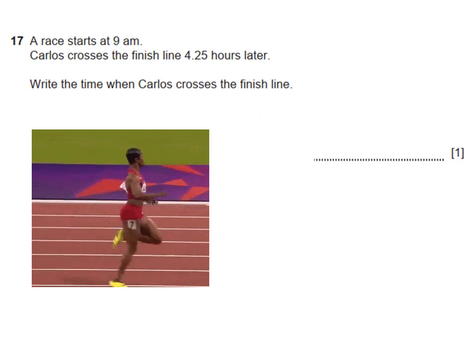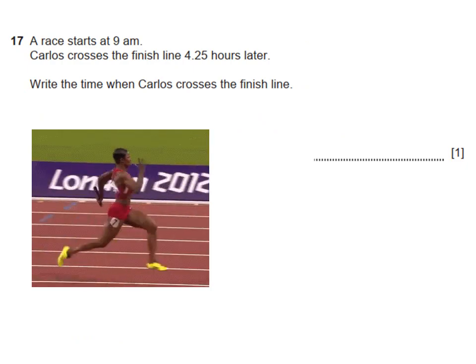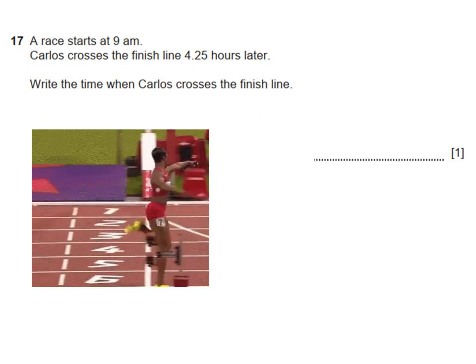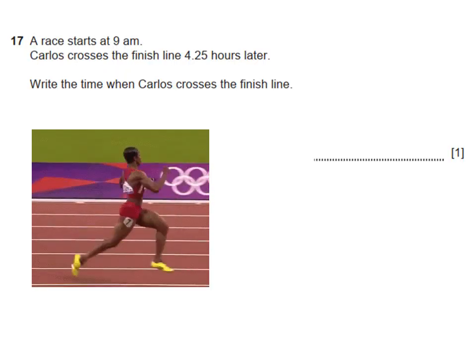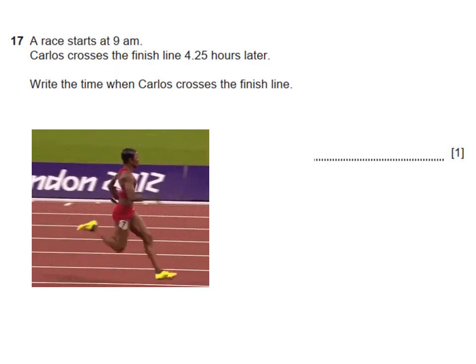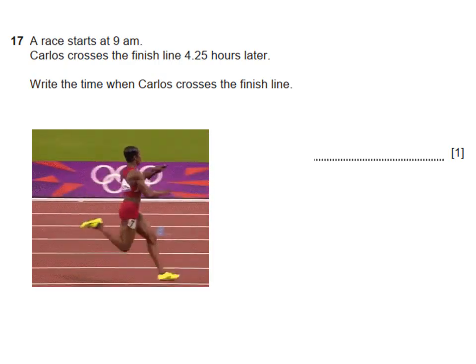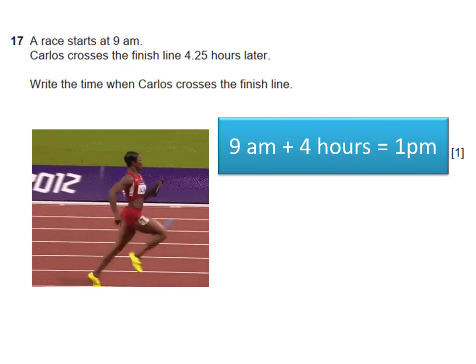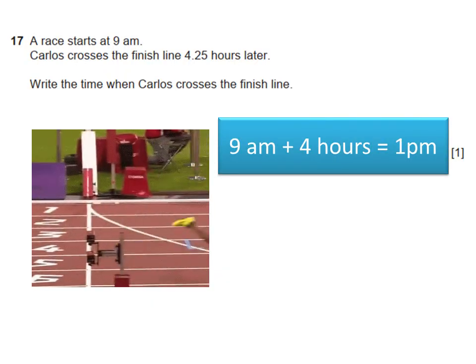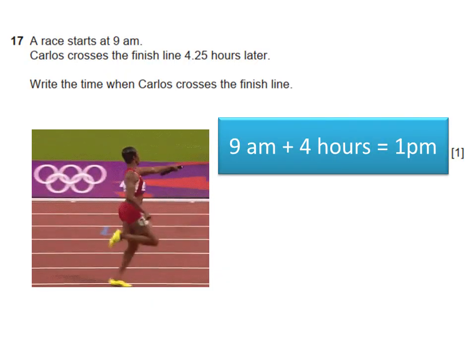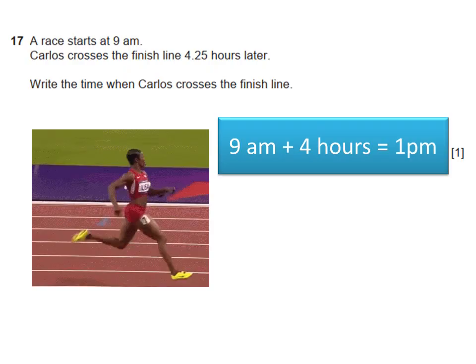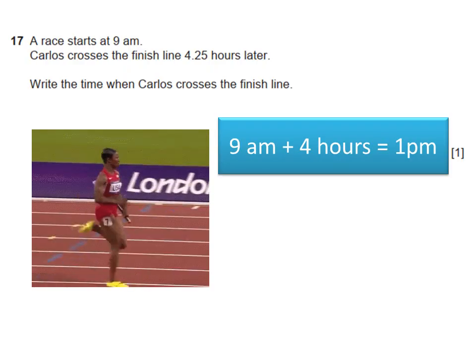A race starts at 9 a.m. Carlos crosses the finish line 4.25 hours later. Write the time when Carlos crosses the finish line. So if we have 9 a.m. plus 4 hours, this will be 1 p.m. After 9 you need to count 10, 11, 12, 1. So this will be 4 hours to reach 1 p.m.